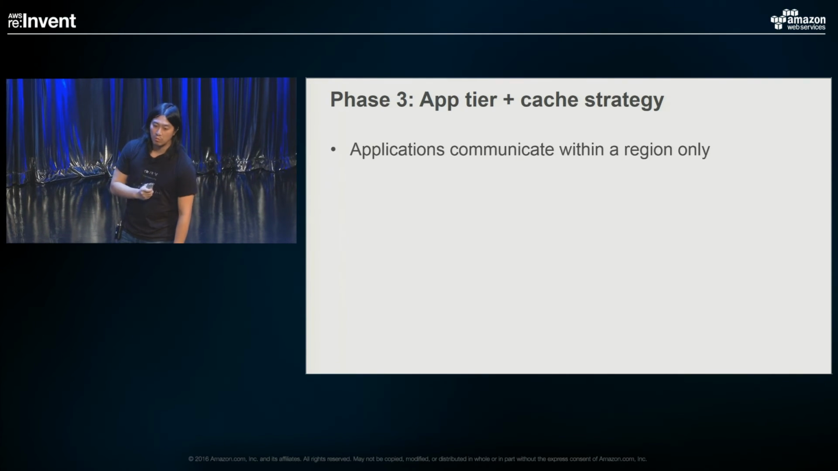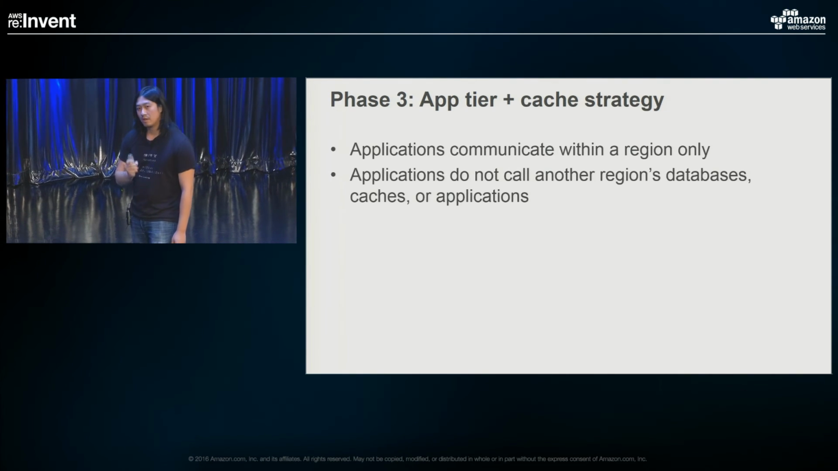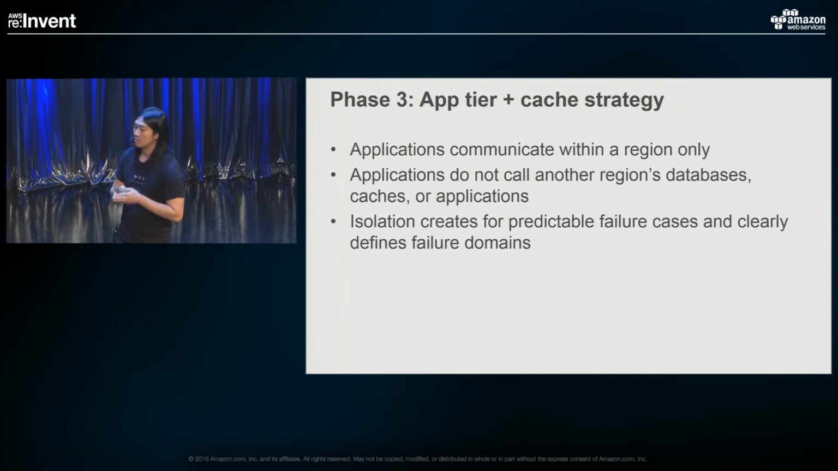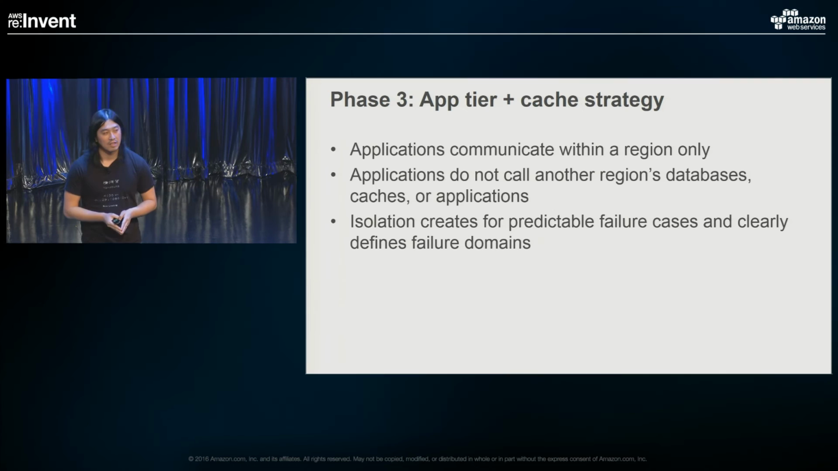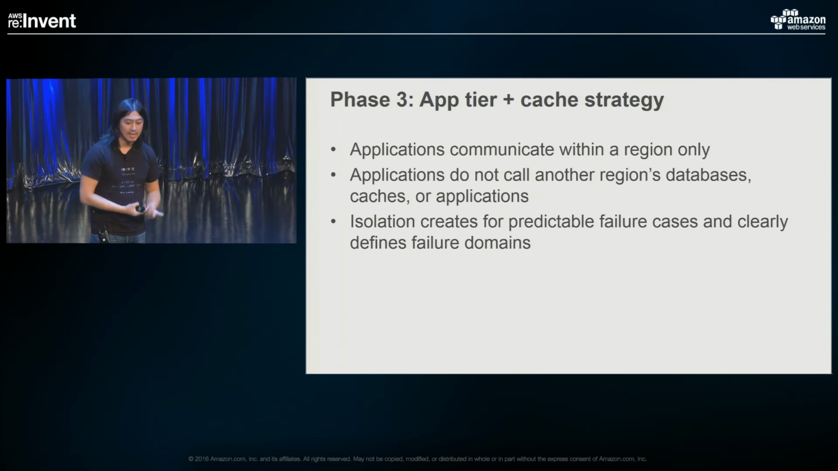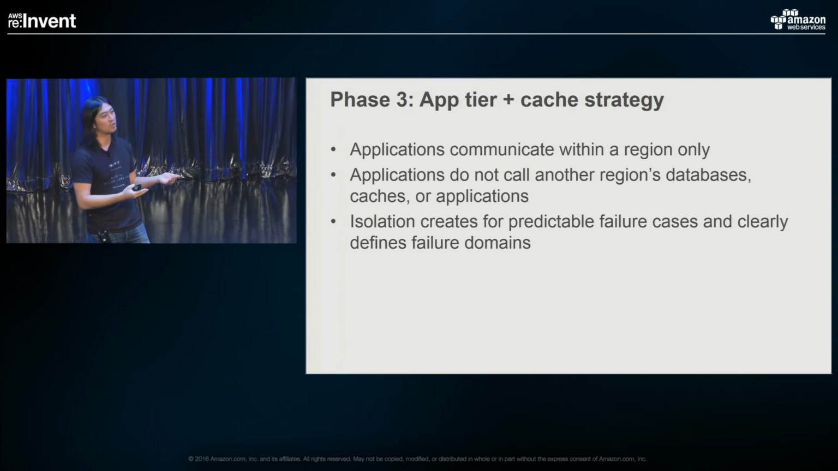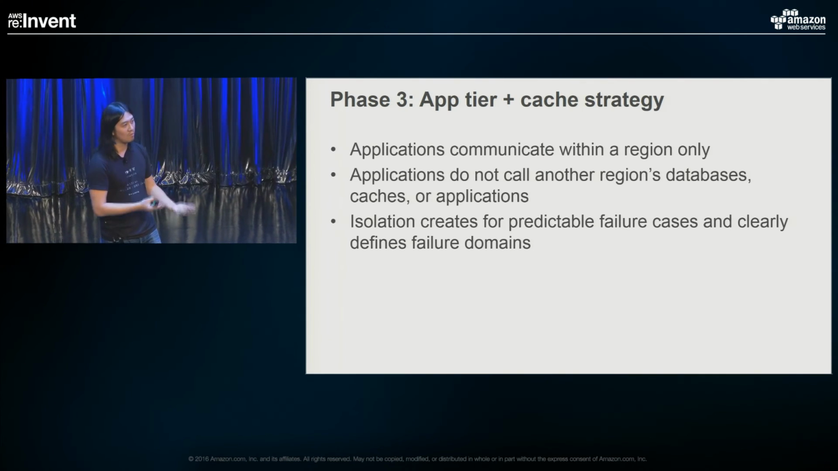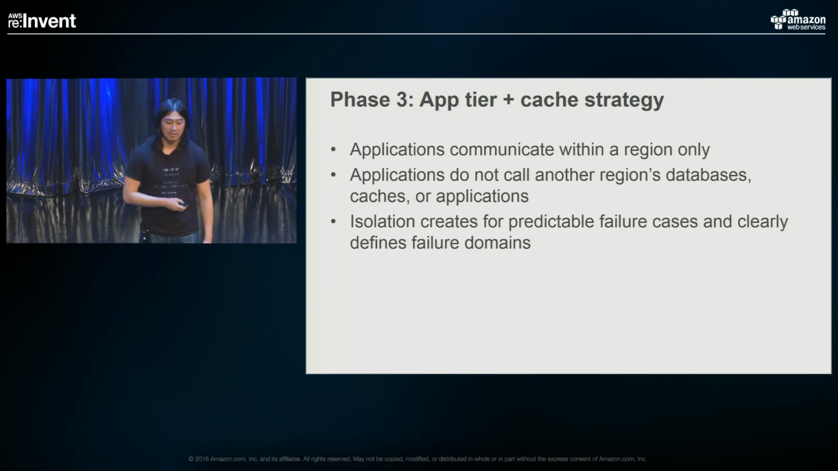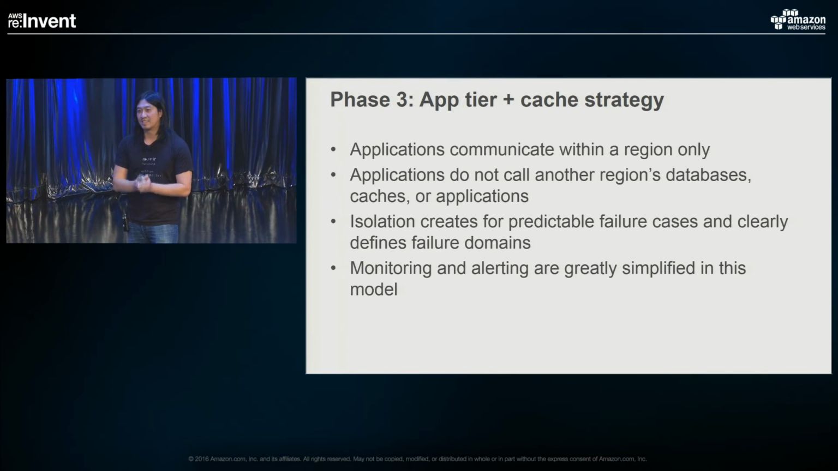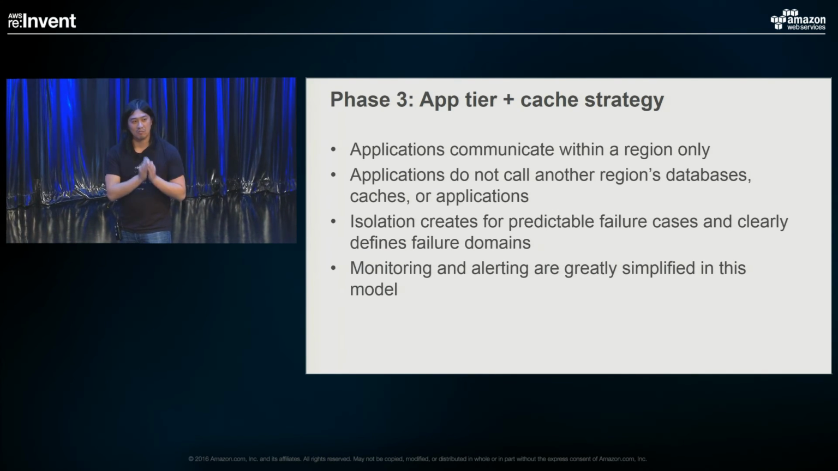We said communicate within one region only, and then call other databases or applications. The reason we did this is because this isolation was essential to make sure that our failure cases were predictable, and it clearly defines what the failure domains are. Because if you imagine, having another region is more than twice the work. You have to monitor a lot more. Why add complexity when you don't have to? In our case, we said we want to be able to monitor it and know exactly what is happening at all times, and we can really debug things when we have to.